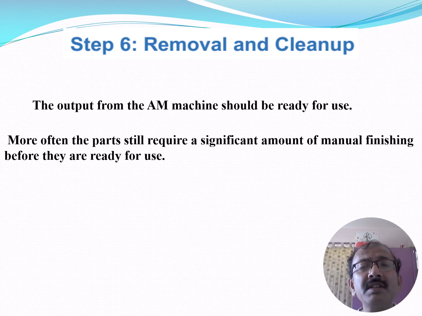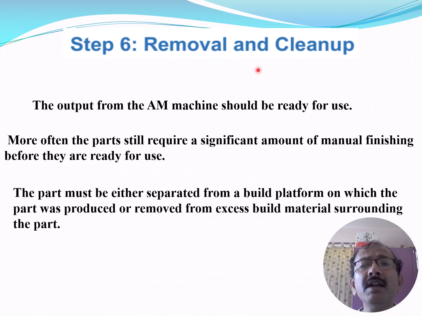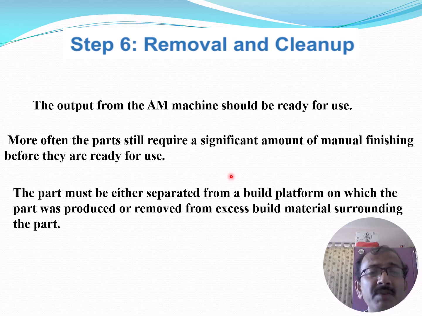Now that is step 6. So removal and cleanup. So the output from the AM machine should be ready for use. So after creation of the die, that is ready. More often, the parts still require a significant amount of manual finishing before they are ready for use. Some manual finishing is required before going for the final dispatch, ready for use.